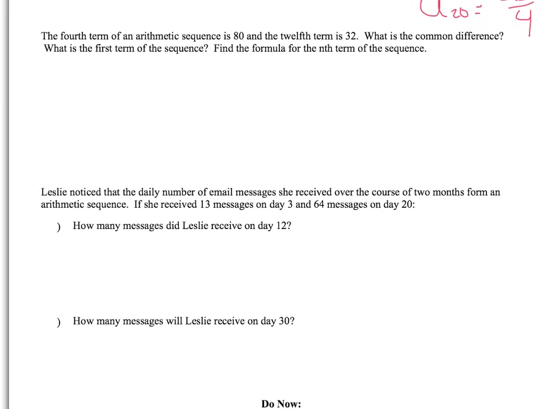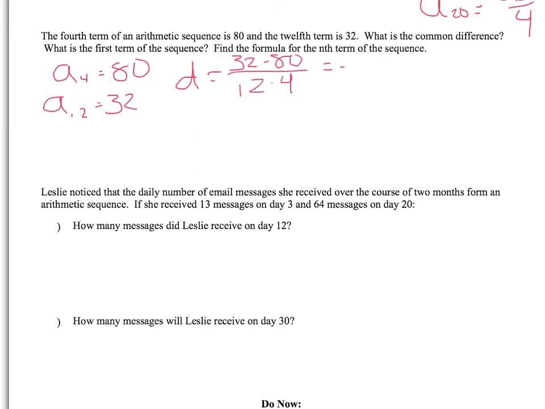The next one says the fourth term of a sequence is 80. So the fourth term is 80. The 12th term is 32. We want to find the common difference, the first term, and the formula. To find the common difference, which is the first thing we're going to do, use the slope formula, y minus y over x minus x. Your y values are your answers. Your x's are your n's. So y minus y is 32 minus 80 over x minus x, 12 minus 4, and you get negative 6.